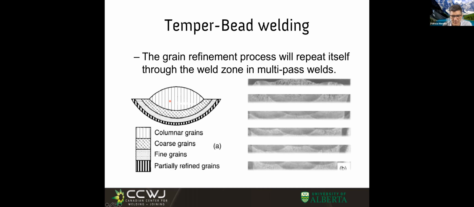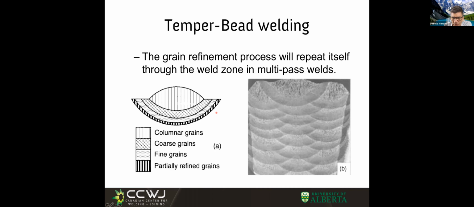This is the schematic of the heat affected zone. You see, this is a multi-pass weld. This works in multi-pass weld. And what it says is that the heat affected zone of a weld is going to be doing a heat treatment on the previous bead. But you have to do it just right. You don't want to overcook it. You don't want to undercook it.